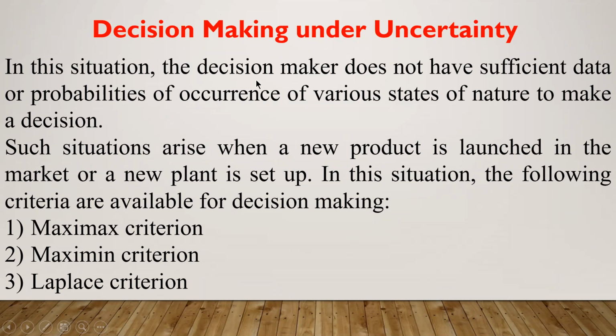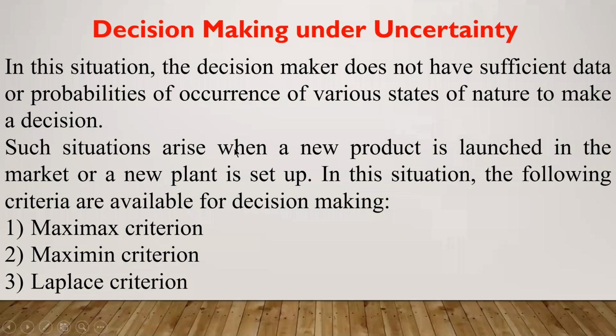In this situation, the decision maker does not have sufficient data or probabilities of occurrence of various states of nature to make a decision. मतलब क्या? डिसीजन मेकर के पास प्रीवियस डेटा अवेलेबल नहीं है. He may be launching the product for the first time, so he does not know the probability of occurrence of various events. मतलब उसका डिमांड लो होगा, उसकी प्रोबेबिलिटी क्या है, मीडियम होगा, उसकी प्रोबेबिलिटी क्या है, हाई होगा उसका, he doesn't have any idea about it. He is launching it for the first time. So in this situation, decision maker does not have sufficient data.